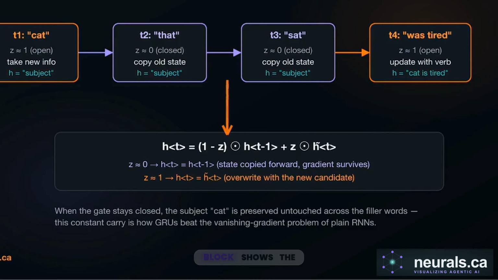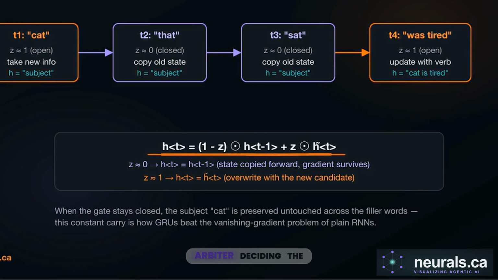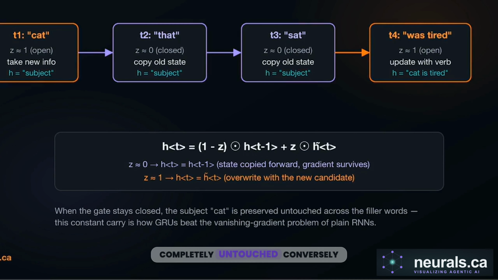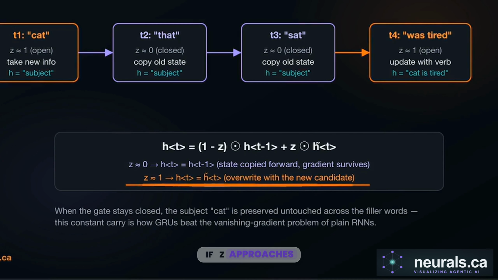This equation block shows the update gate, represented by the letter Z. It acts as the final arbiter, deciding the exact blend between the old memory and the new candidate state. If the network forces Z near 0, the math cancels out the new candidate completely. The old state is copied forward perfectly, completely untouched. Conversely, if Z approaches 1, the cell effectively drops the past and overwrites the hidden state with the fresh candidate data.